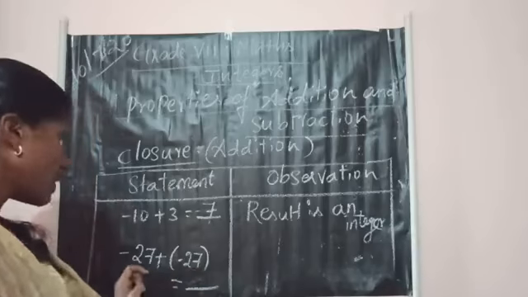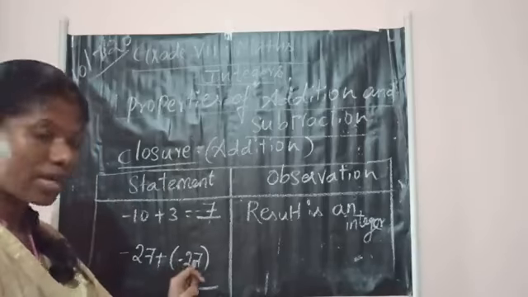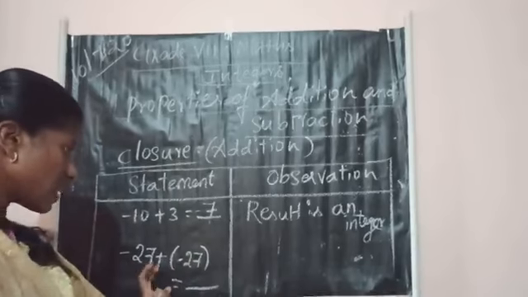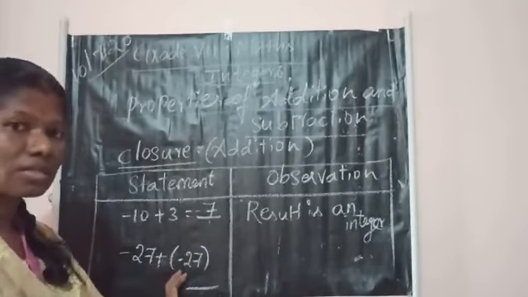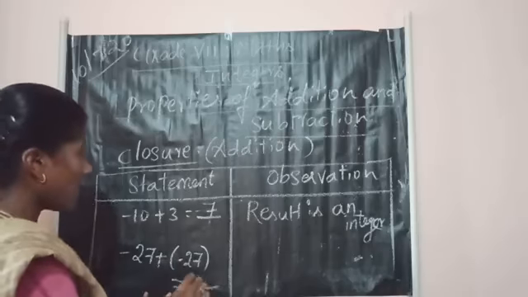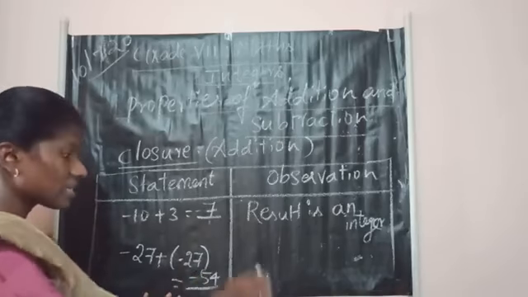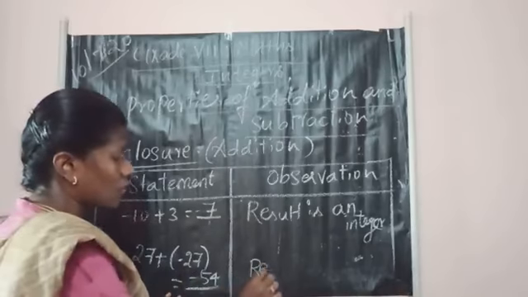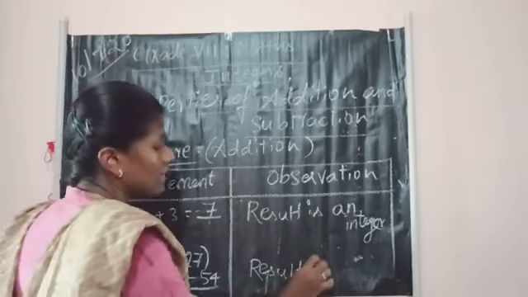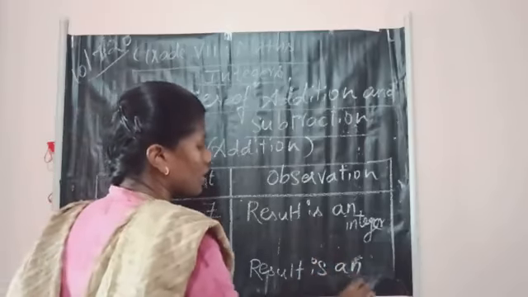Next is minus 27 plus minus 27. So minus 27 plus into minus, minus 27. So the answer is minus 54, and the result is an integer. So you have to write here the result is an integer.